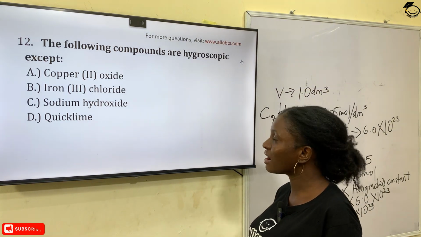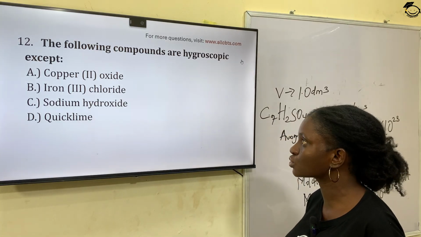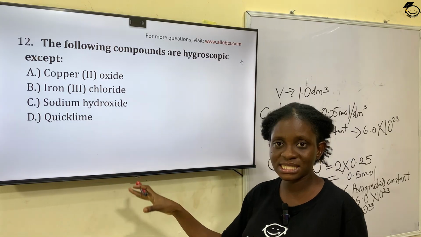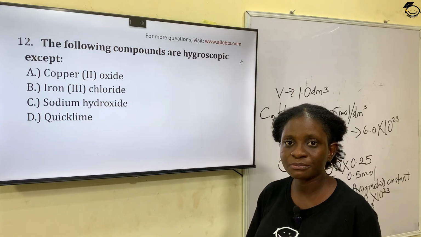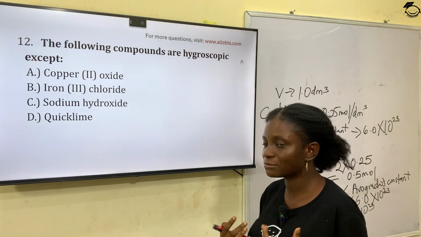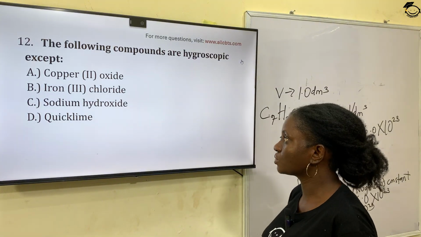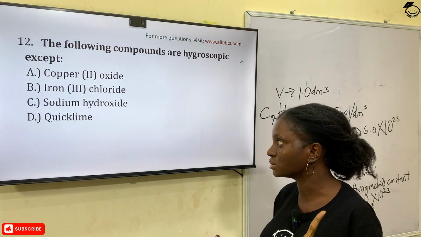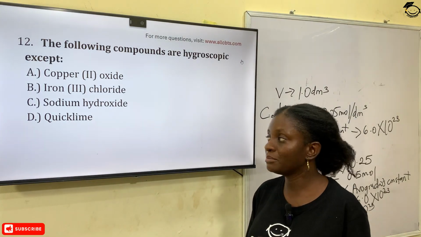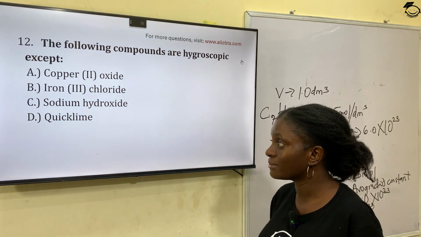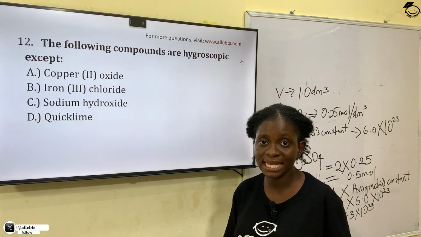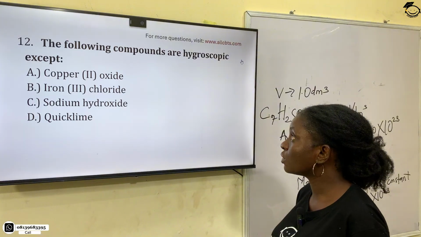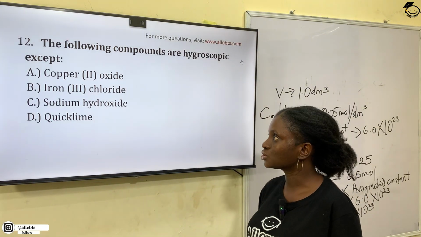Question 12. The following compounds are hygroscopic, except which of these options listed here can absorb water easily, can absorb moisture when exposed to air? Which of these compounds can absorb moisture easily except one? A. Copper(II) oxide, B. Iron(III) chloride, C. Sodium hydroxide, D. Quicklime, calcium oxide. So the correct answer is copper(II) oxide. Copper(II) oxide is not hygroscopic in nature.